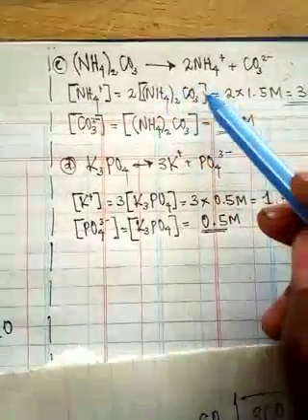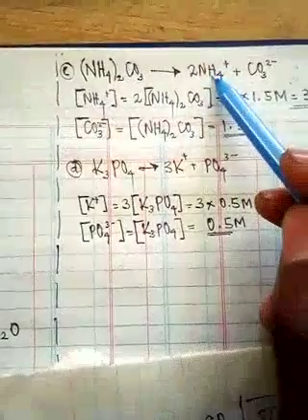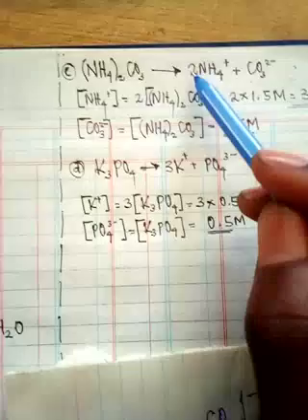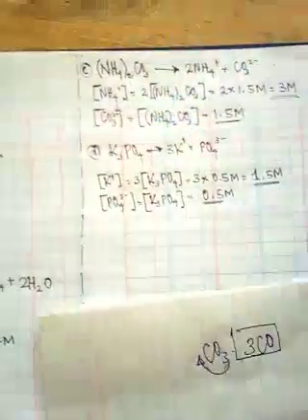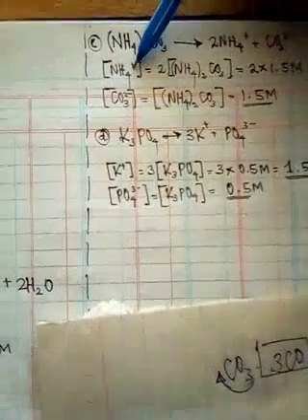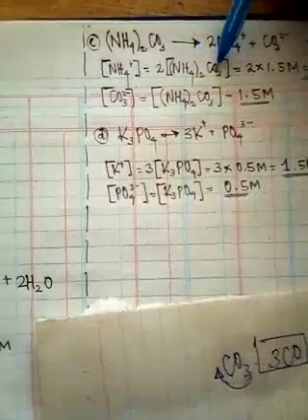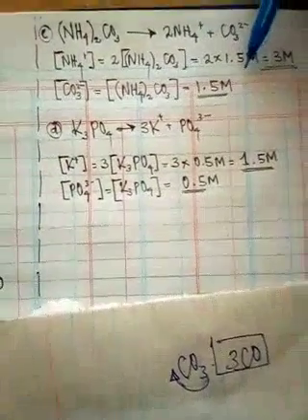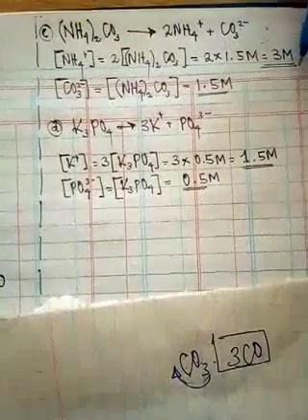Again, same interpretation. Because the ammonium has a 2, it means that the concentration of the ammonium ion is 2 times the concentration or molarity of the ammonium carbonate. This is the whole reason why I'm saying the concentration of the ammonium ions is 2 times the concentration of the ammonium carbonate. The value has been given to be 1.5, so this is going to be 2 multiplied by 1.5, which is going to be 3 molar.